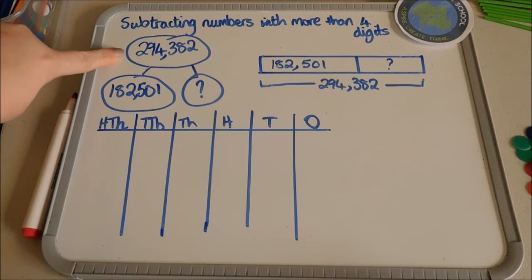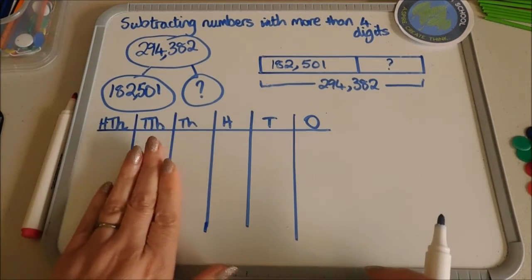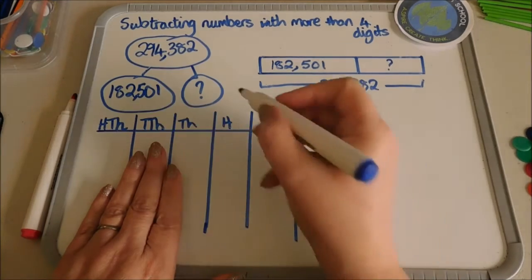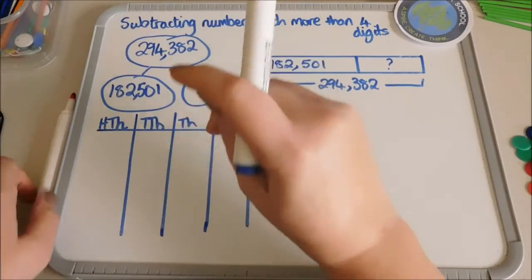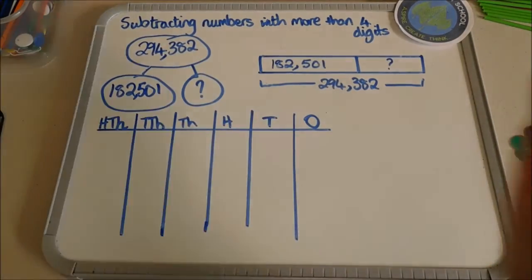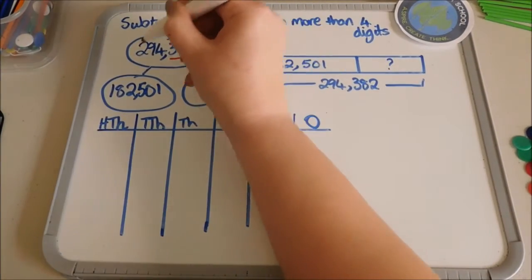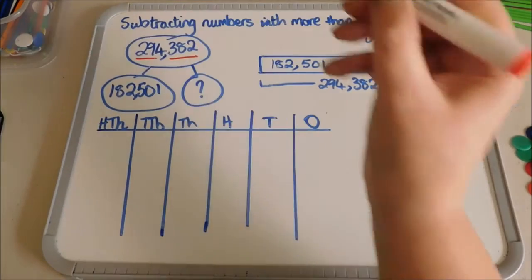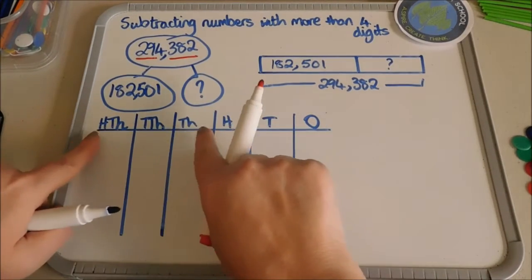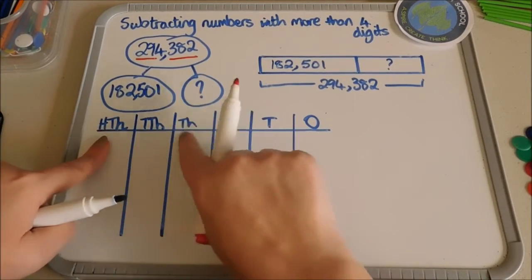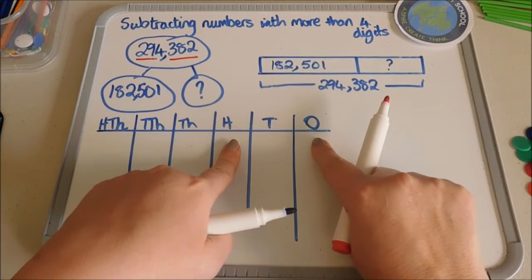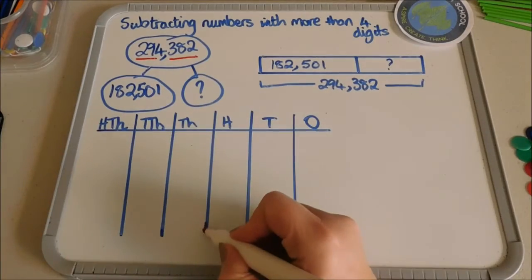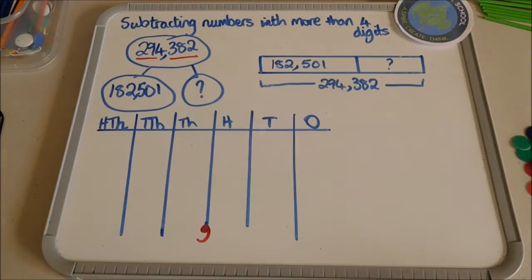So 294,000. So here are my thousands. Okay, this is why we separate with a comma. So these are my hundreds here, and these are my thousands. So I can see that my thousands are here, 294,000, and then my hundreds, 382. Okay, so that comma separates it quite nicely.